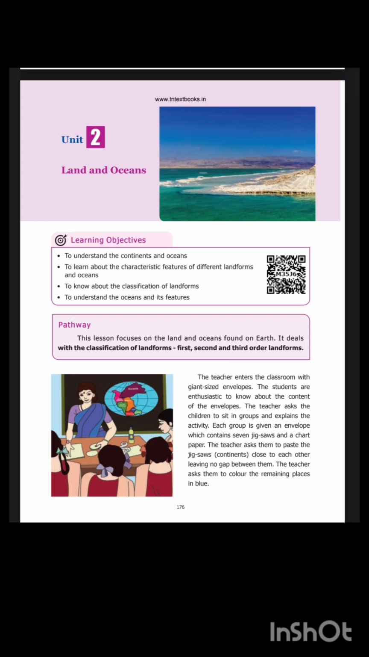Malacca Strait connects the Indian Ocean and the Pacific Ocean. The Bay of Bengal, the Arabian Sea, the Persian Gulf, and the Red Sea are some of the important marginal seas of the Indian Ocean. The Java Trench, 7,725 meter, is the deepest point in the Indian Ocean.